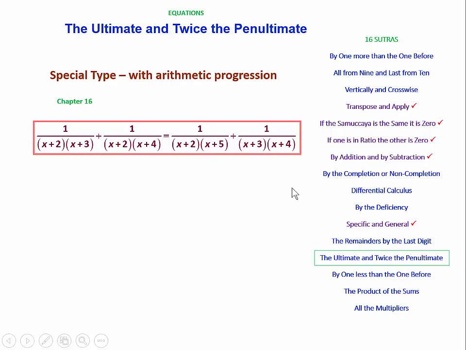In this particular case, we can apply the sutra, and the ultimate and twice the penultimate means the last term, which is the x plus 5, and twice the penultimate, which is twice the x plus 4, equals 0. Then we get this equation, and this complex equation here is reduced to this really simple one just by spotting the fact that it has this special characteristic.